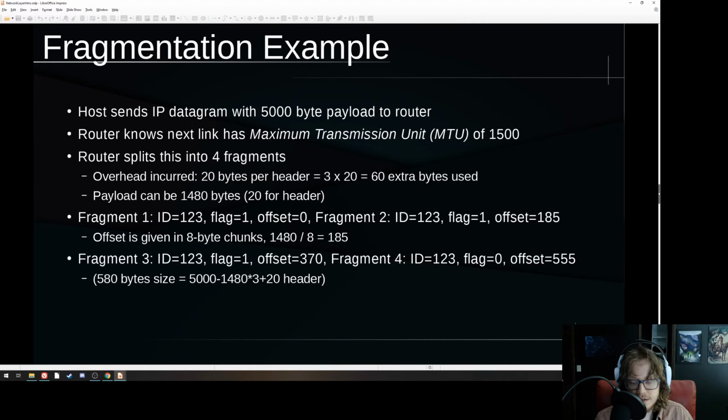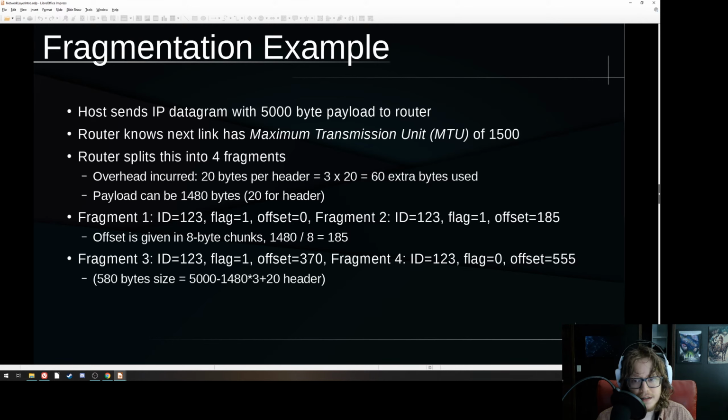The next fragment has the same ID. We set the flag to 1 because there's still more on the way. And the offset is going to be 185. Why 185? Because the offset is given in 8-byte chunks. A byte is 8 bits, and then we designate the offset in 8-byte chunks. This is a little bit more complicated. You can consider it like a super byte, like 8 bytes makes a chunk, or something, whatever you want to call it.